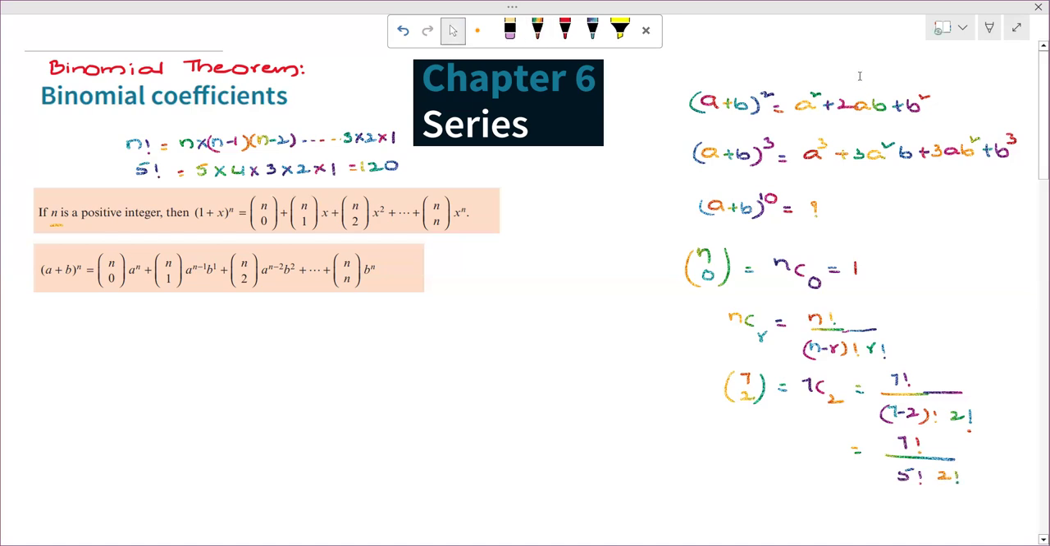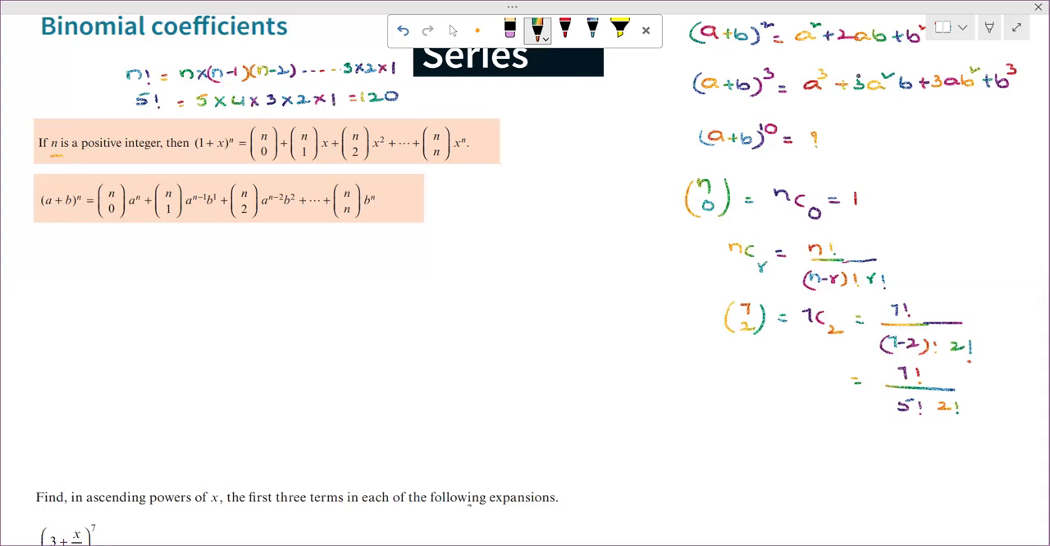Now see here, 7 factorial I am writing as 7 into 6 into 5 factorial, that is 5, 4, 3, 2, 1. Why? Because I am converting into 5 factorial form: 5 factorial into 2 factorial. So 5 factorial cancels. 2 factorial means 2 into 1. 2 times 3, so 7 times 3 is 21. So this is how we have to simplify by using the formula.